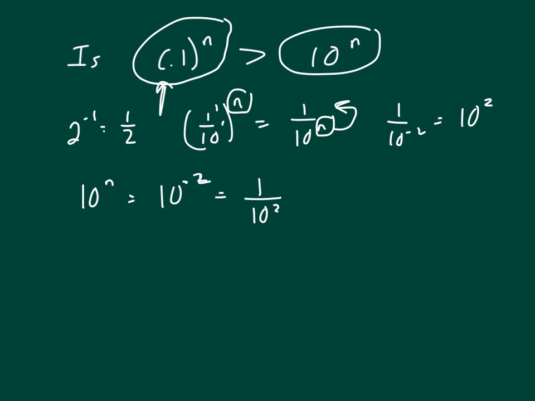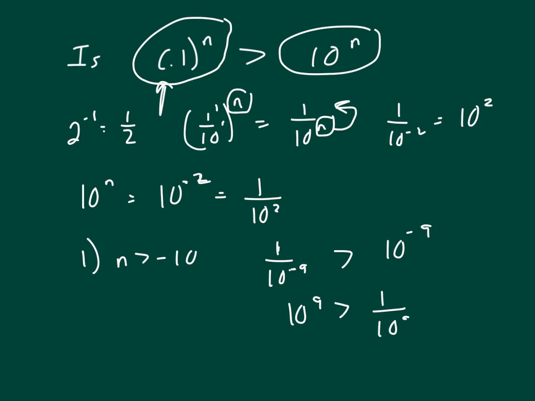All right, so let's look at the clues. It says n is greater than negative 10. Well, if n was negative 9, you have 1 over 10 to the negative 9. Is that greater than 10 to the negative 9? Well, sure, because 10 to the 9th is greater than 1 over 10 to the 9th. But the problem is, n is greater than negative 10, that means n could also be 1. So if n is 1, it's definitely not true.